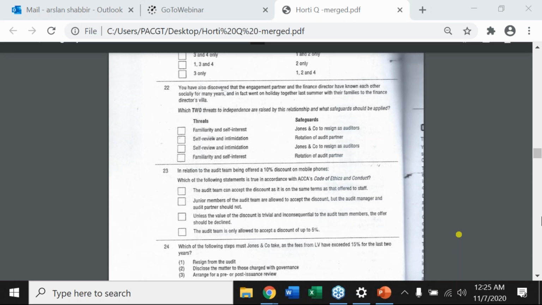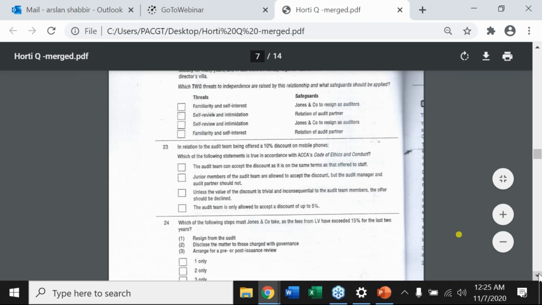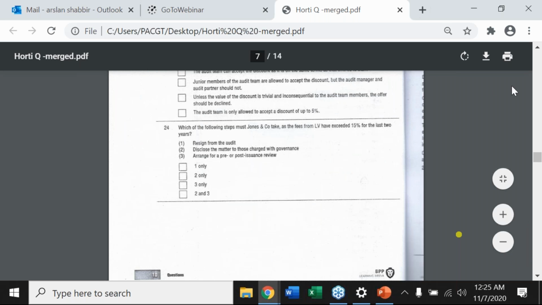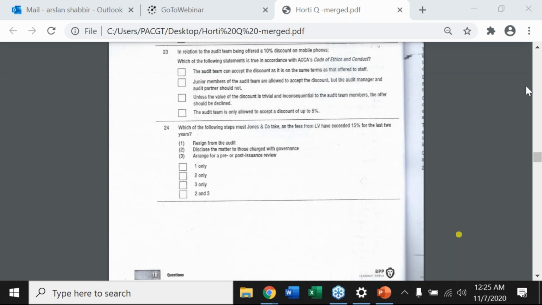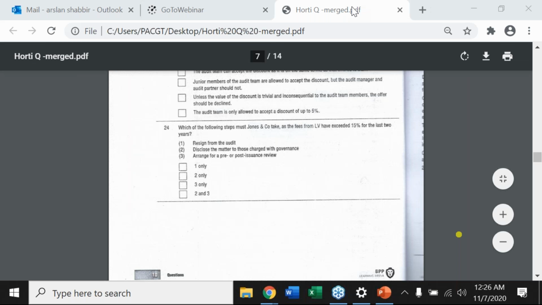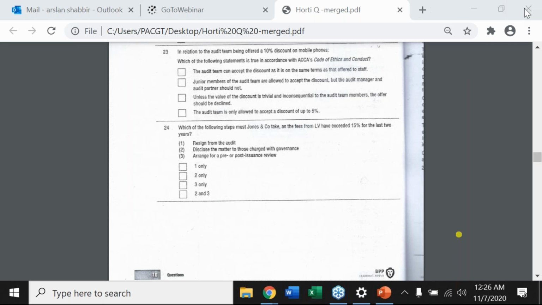Now we are going towards the fourth question. Any feedback, any question you want to ask your tutor? Now we are going to read the fourth question.